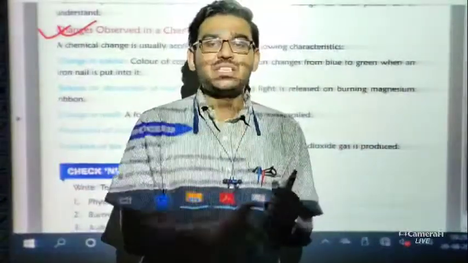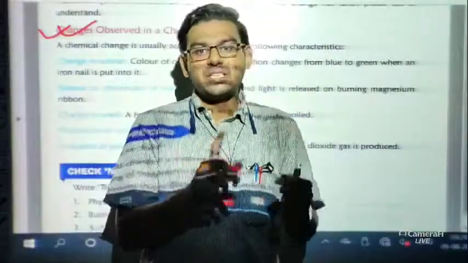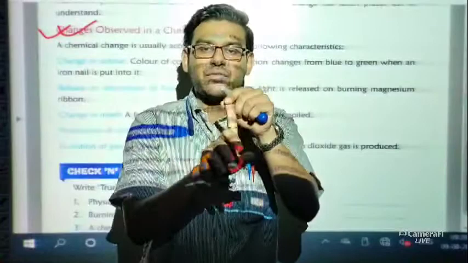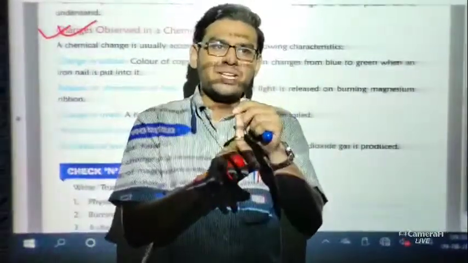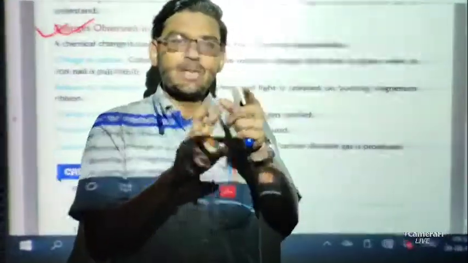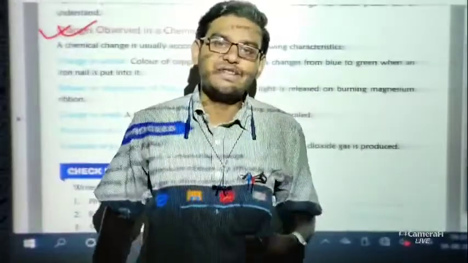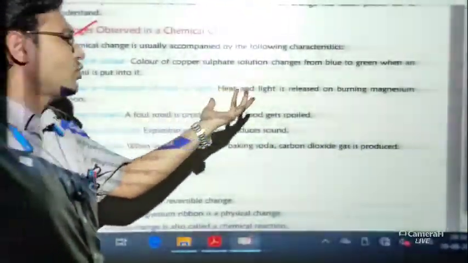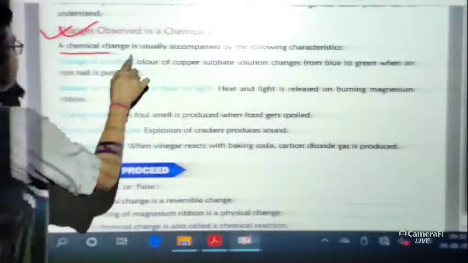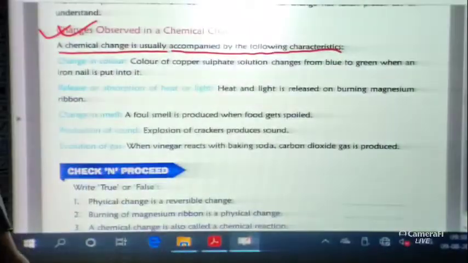Now students, in physical changes, only physical properties are affected. Physical properties means shape, size, state. So when there is a change of shape, size or state, we can say yes, this change is a physical change. But a chemical change is usually accompanied by the following characteristics.